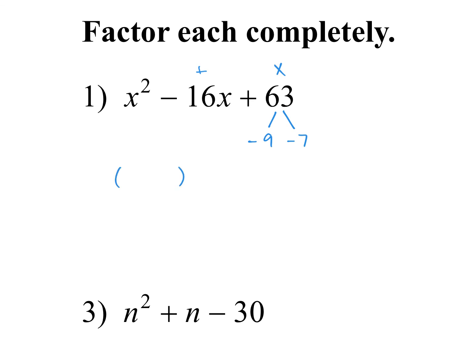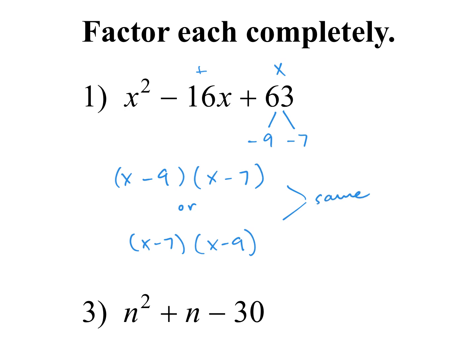So what goes first in our parentheses? X and X. And then what goes next? Minus 9 and minus 7. So the order doesn't matter. You could say x minus 9 times x minus 7, or you could say x minus 7 times x minus 9. These are the same thing. Order doesn't matter.